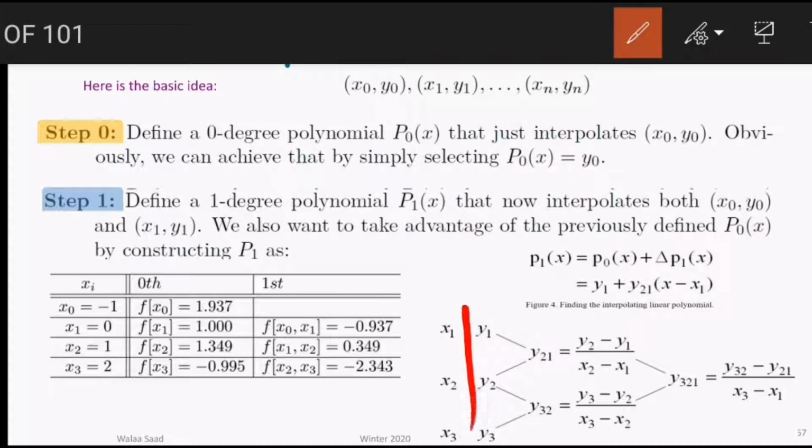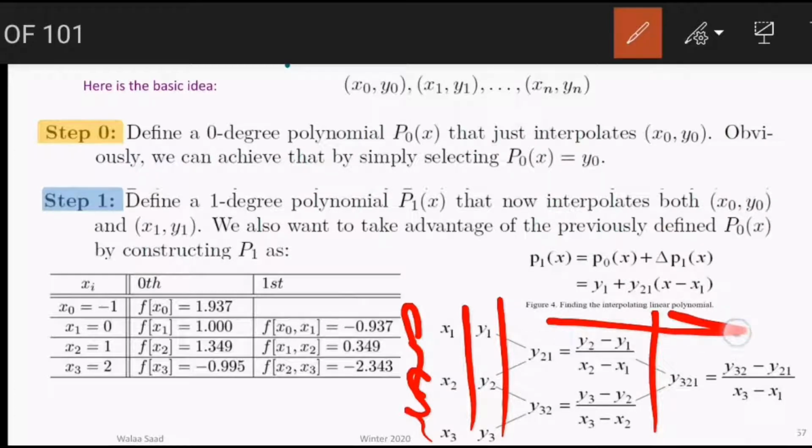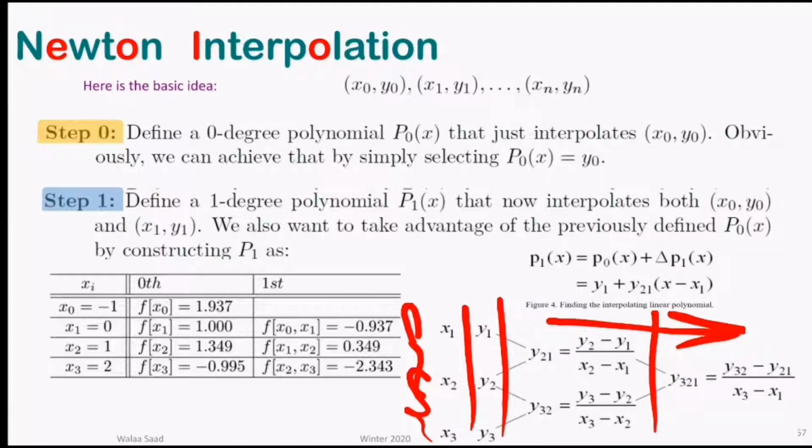So the first column are the x values, the second column is the corresponding y's, the third column is the polynomials of degree 1 using the divided difference of the 2 points, and then using the other successive 2 points, and so on, going farther to the right side.